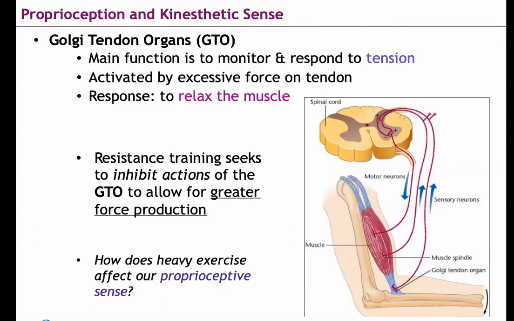So we want to understand that the importance of training and conditioning is to reduce fatigue during exercise. The goal is to enhance the flow of information from muscles back to the central nervous system, and then back to the body. So with heavy exercise, sorry.